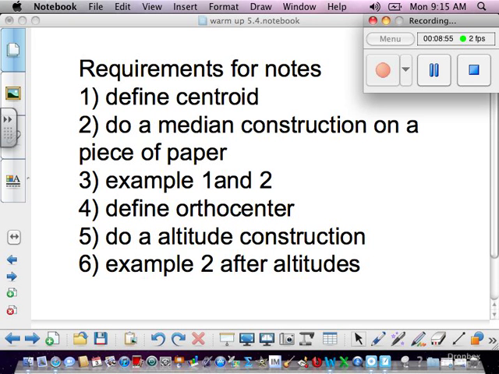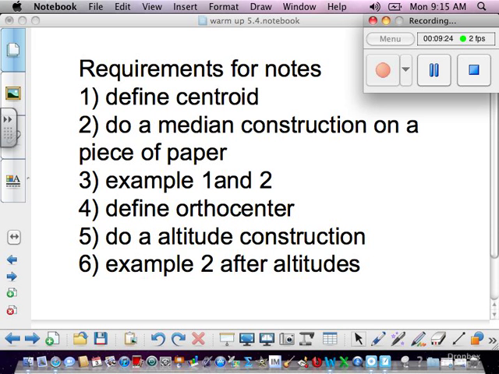You're going to define orthocenter. Again, it is in your book. Then you're going to construct an altitude of a triangle. You're going to draw a second triangle. So the piece of paper where you drew a median, you're going to turn it over, and on the back, draw an altitude. Okay, draw another triangle. Find the altitude using these instructions with your compass. Then, finally, you're going to do example 2, on the back after altitudes.